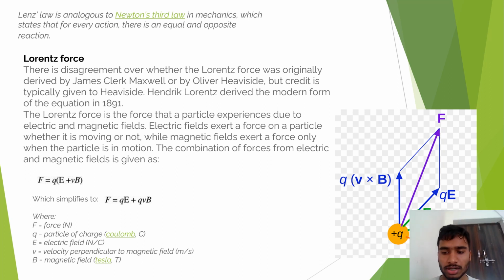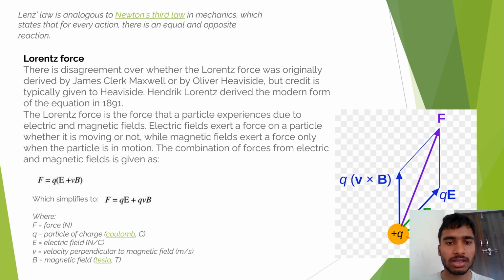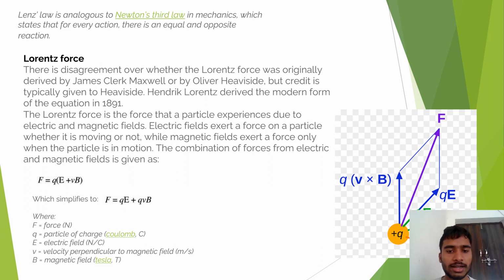Now let us look at the third law of electromagnetism, that is the Lorentz force. There is a disagreement over whether the Lorentz force was originally derived by James Clerk Maxwell or by Oliver Heaviside, but credit is typically given to Heaviside. Hendrik Lorentz derived the modern form of the equation in 1891. The Lorentz force is the force that a particle experiences due to electric and magnetic fields. Electric fields exert a force on a particle whether it is moving or not, while magnetic fields exert a force only when the particle is in motion.